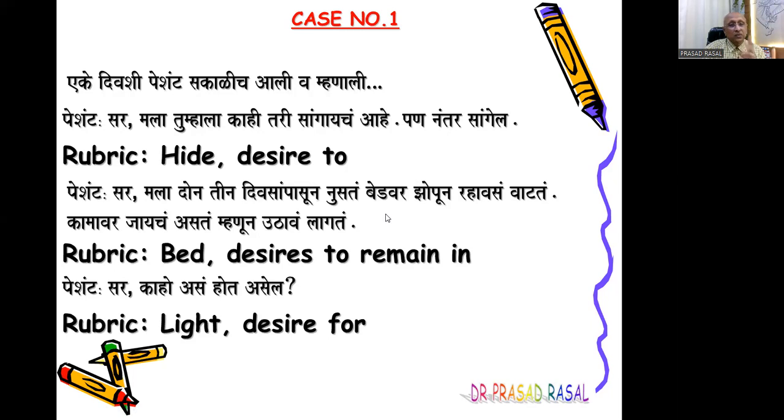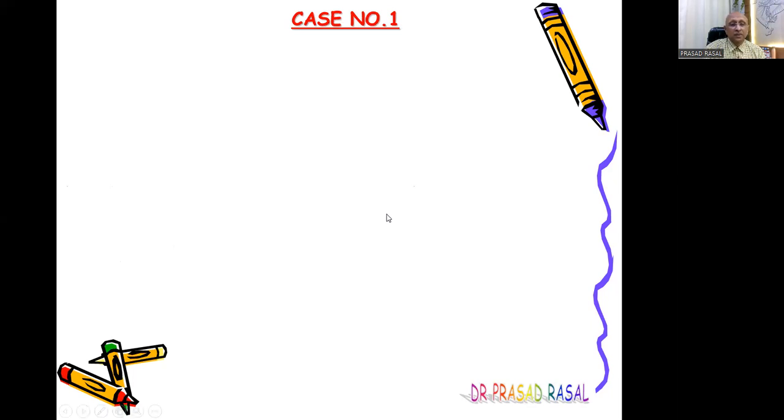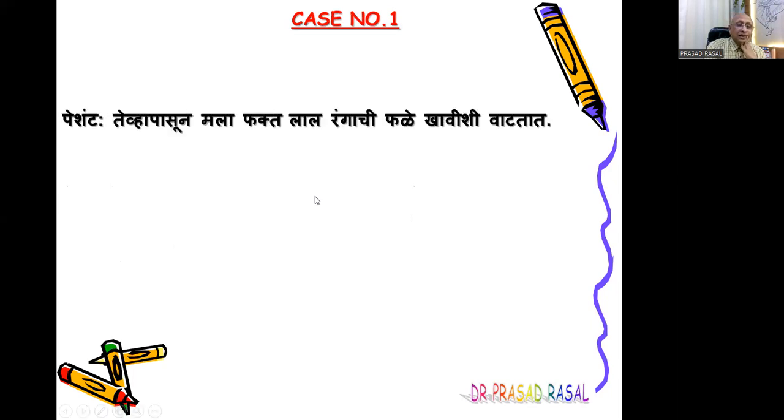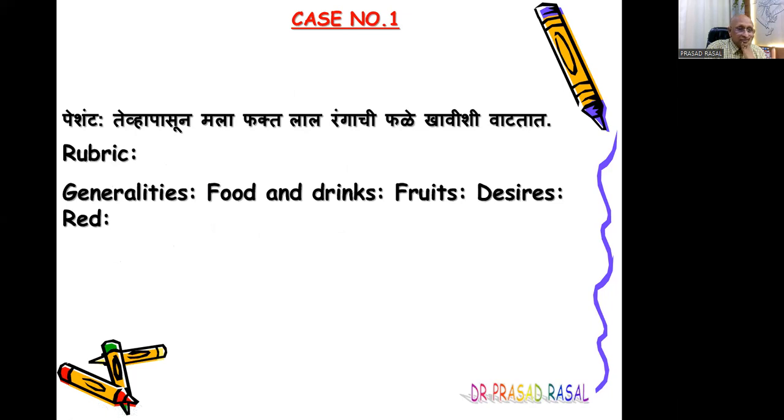And the last sentence was very important for me, which differentiated the remedy. "Since last 2-3 days, I want to eat only the red color food." And there was a rubric: food, drinks, fruits, desires, red. I repertorized it with the complete repertory. I was surprised to see after repertorization. It was very interesting for me.